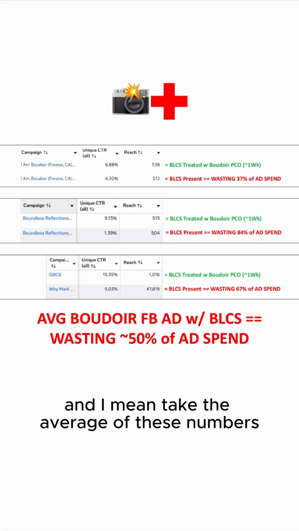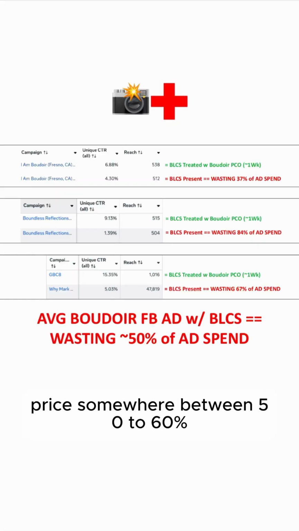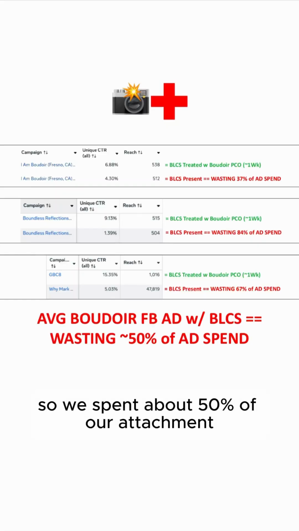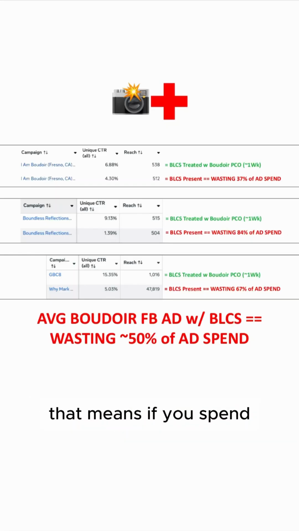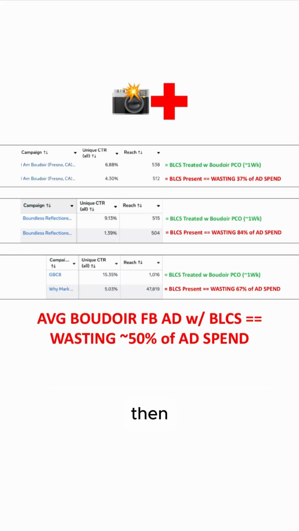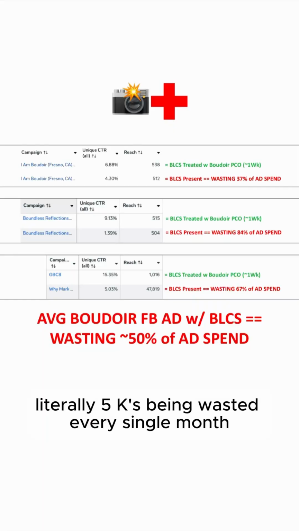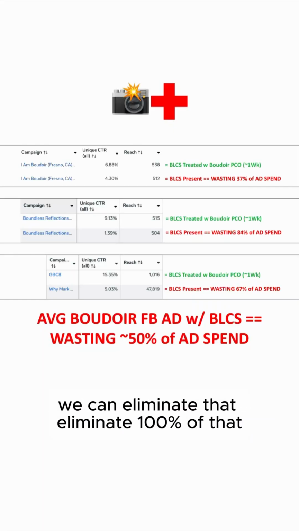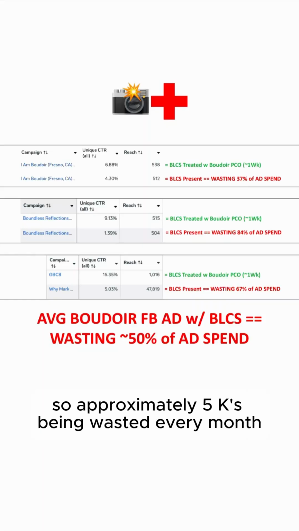Take the average of these numbers, probably somewhere between 50 to 60%. So wasting about 50% of its ad spend, that means if spending more than 10 grand a month on Boudoir Facebook ads, then they are literally wasting 5K every single month. We can eliminate 100% of that. So approximately 5K is being wasted every month.